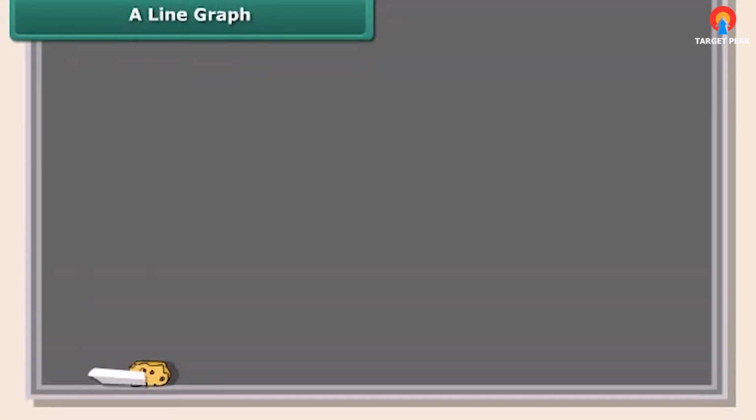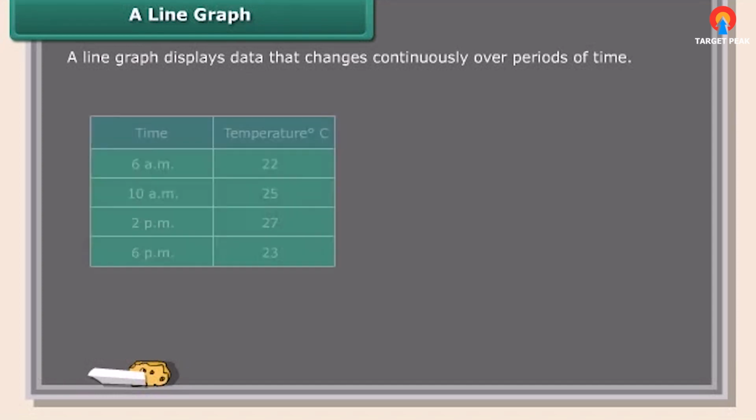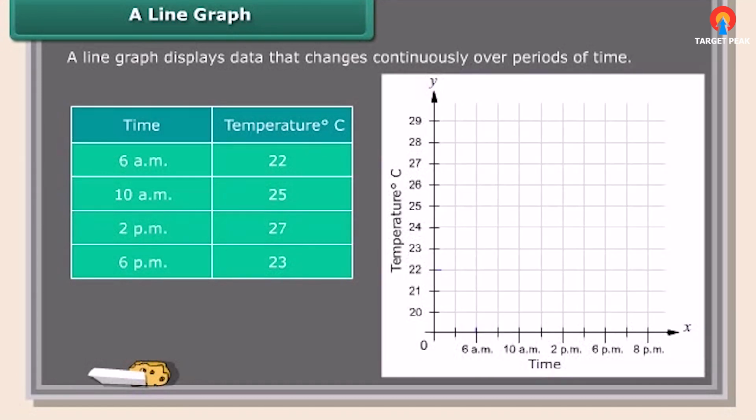A line graph. A line graph displays data that changes continuously over periods of time. The above table shows the temperature of Chennai city, taken every 4 hours for a day. We call this a time-temperature graph.